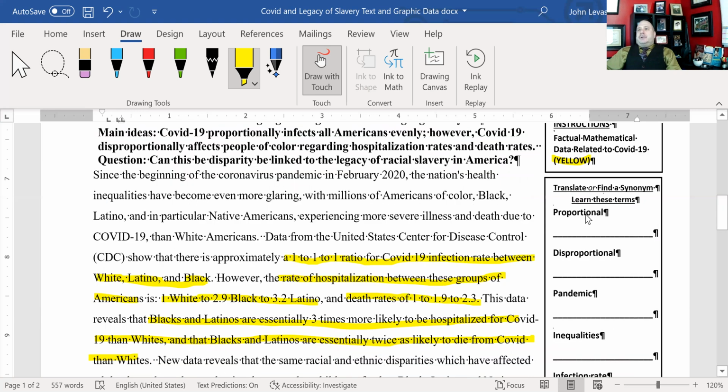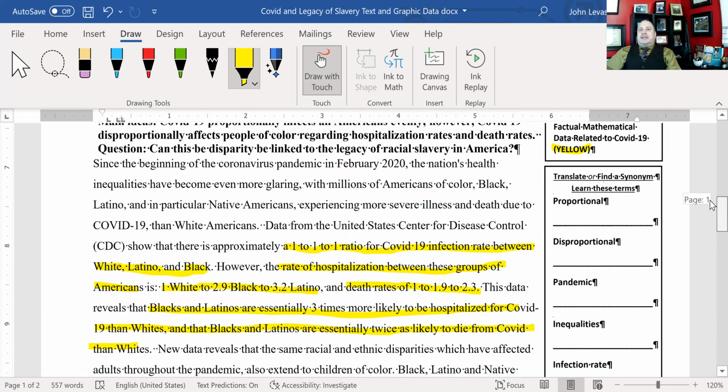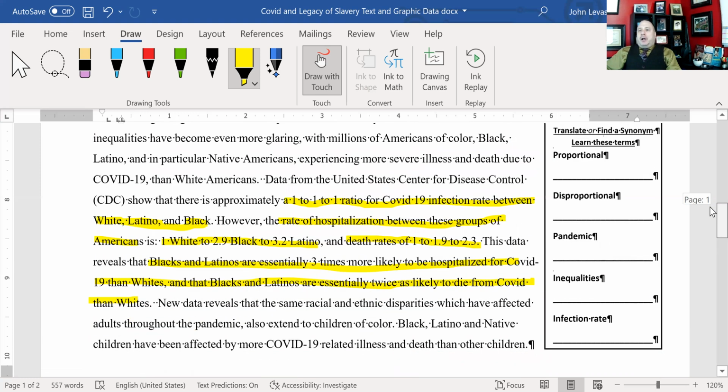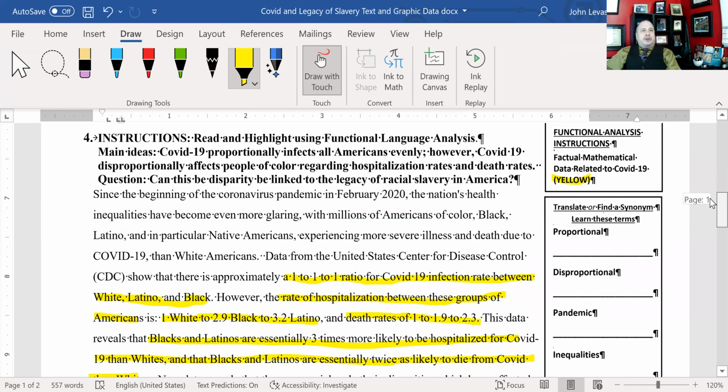And what I'd like you to do is find an English synonym or a translation of all of these words on the right. Proportional, disproportional, pandemic, inequalities, and infection rate. I would like a translation or a synonym for all of those words.